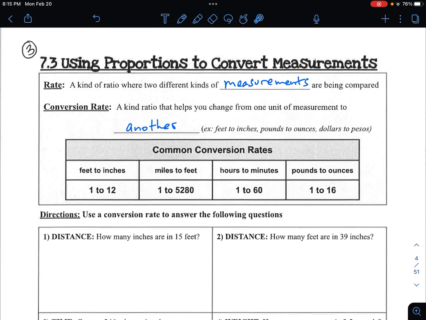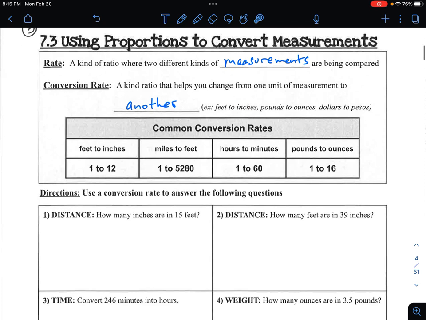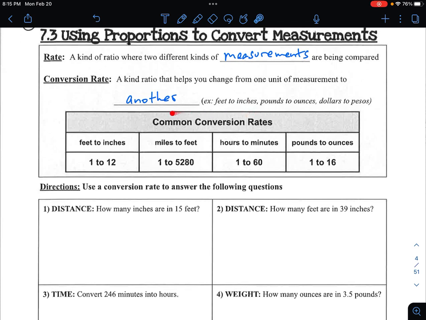And you could even go from feet, which is British or imperial, basically the American standard, to something like meters, which is part of the metric system. So anyways, let's get back to the notes.